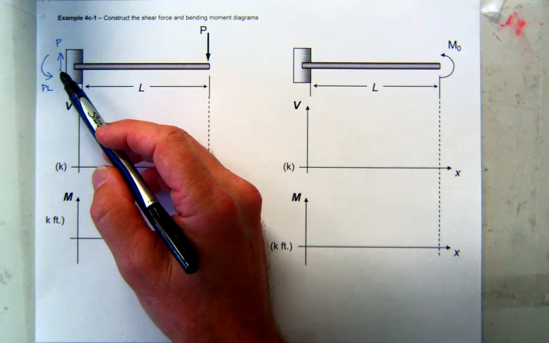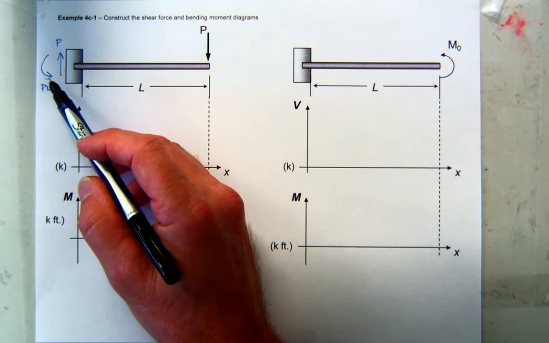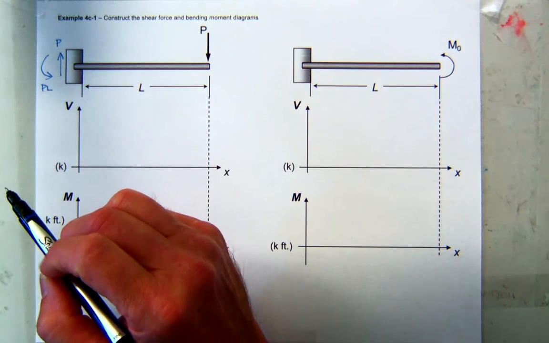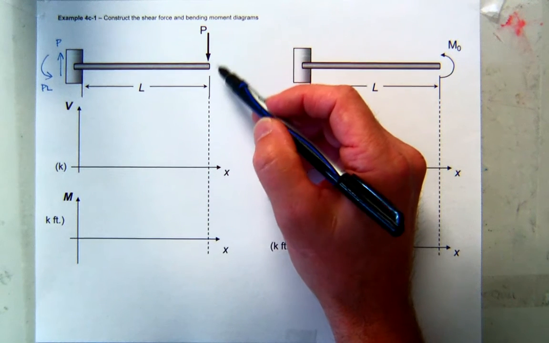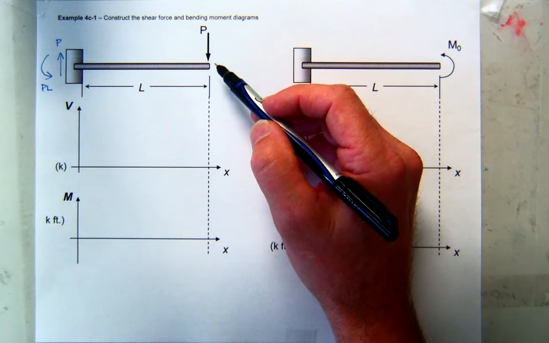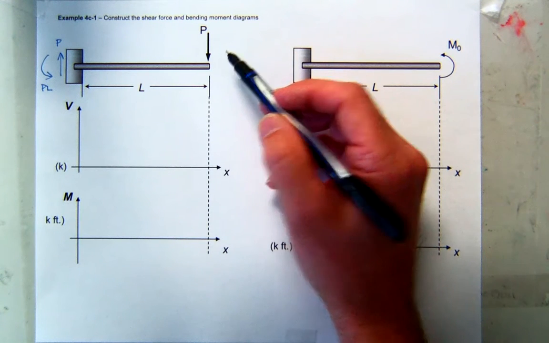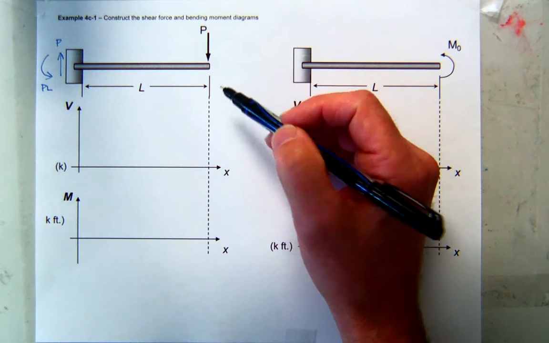Now, what kind of shear force is that? Positive. That's positive. What kind of bending moment is that? Negative. So I know my starting points. On this free end, the shear is going to be a little tricky. I'll talk about that in a second. But what's the moment? Zero. It's unrestrained. There's no moment there.